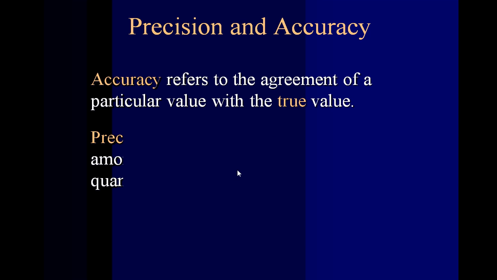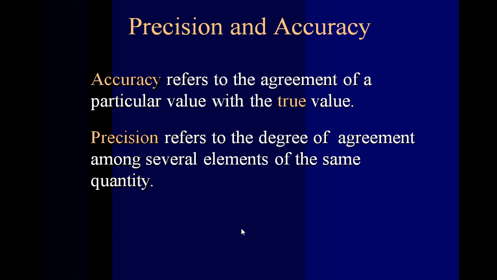All right, precision and accuracy. Here are two terms that we use a lot to typically mean the same thing. Accuracy refers to an agreement of a particular value with its true value. Precision, however, refers to a degree of agreement among several measurements of the same quantity. All right, what does that mean?